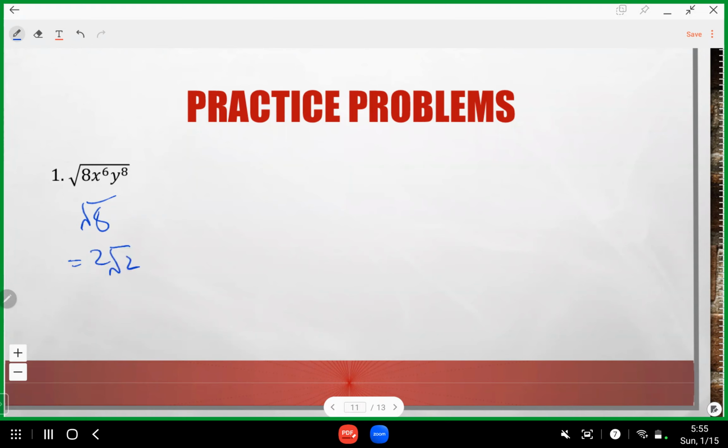Now, this is a really easy problem because all of these exponents are even. That means they're all perfect squares. So the square root of x to the 6th is just going to be equal to x to the 3rd, and the square root of y to the 8th is just going to be equal to y to the 4th. So as long as you have even exponents, you don't have to worry too much, right? So it's just going to be equal to 2x cubed y to the 4th and the square root of 2. So quite easy. Let's see if everybody got that.